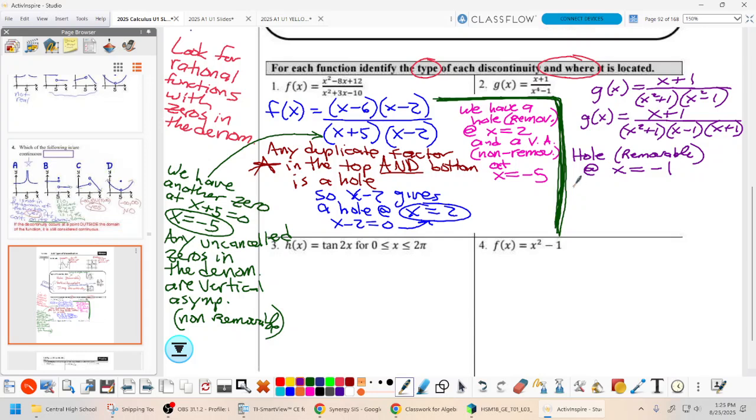And then what else do we have? So a vertical asymptote, non-removable. This time I'm going to write infinite. Just to remind us that's an option. Okay, we have an infinite discontinuity where? At 1, because it doesn't cancel.